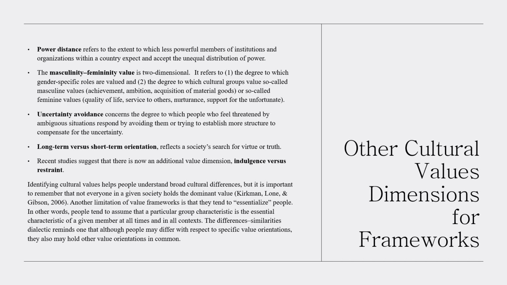Uncertainty avoidance concerns the degree to which people who feel threatened by ambiguous situations respond by avoiding them or trying to establish more structure to compensate for the uncertainty. So some cultures thrive in moments of uncertainty, and they tend to have fewer laws and rules about how each individual is supposed to act. And some cultures search out certainty and therefore have lots of rules and laws and guidelines to define how people can or cannot act in a particular society.